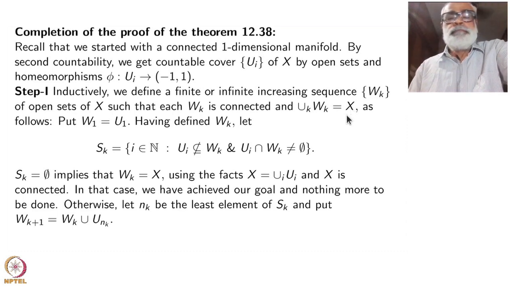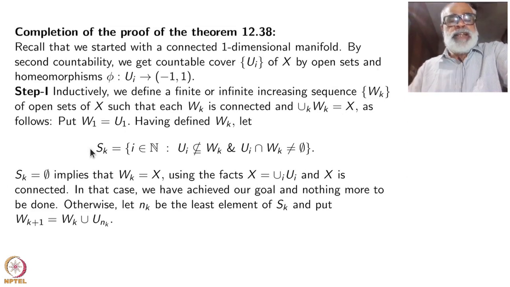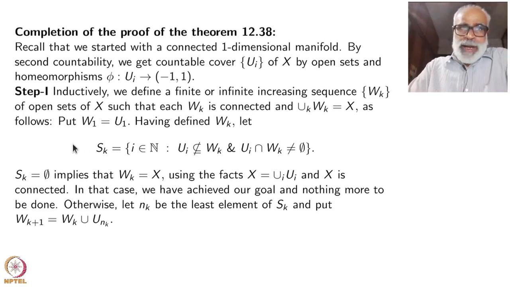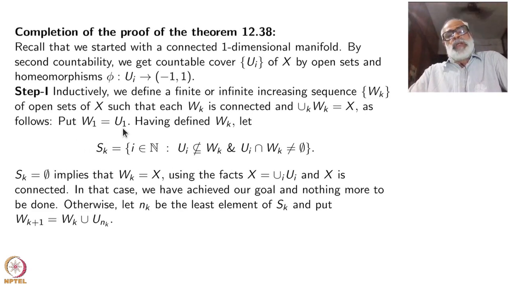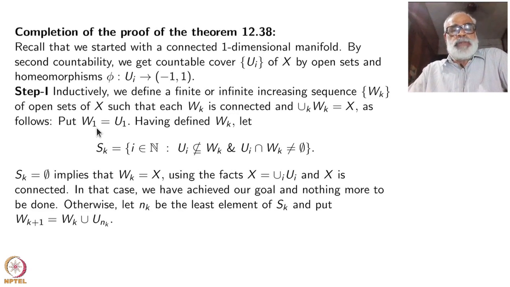That's all. First we have to do this way, but we will do it in a much more elaborate way, so I will describe it as follows. So how do we do that? Start with W_1 equal to U_1. So you have got a countable cover, so you have indexed it somehow. Never mind. But that indexing may not be very good, so we are going to make some changes here. So start with W_1 equal to U_1.